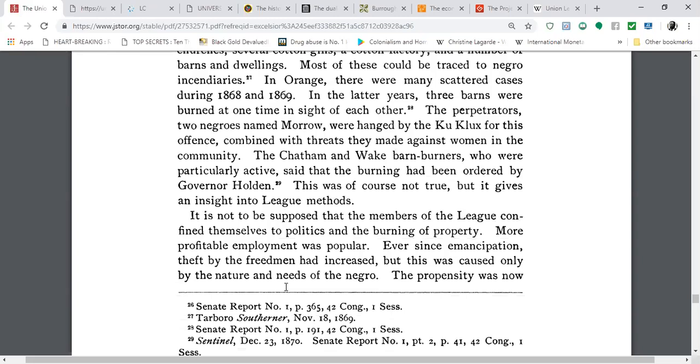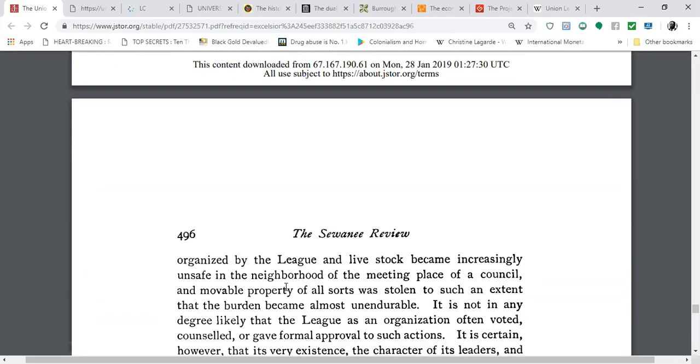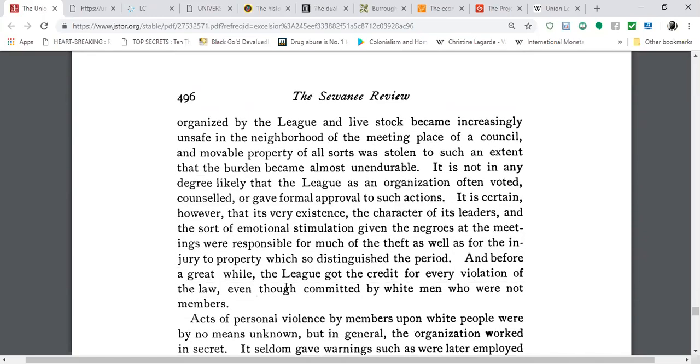It was not to be supposed that the members of the League confined themselves to politics and the burning of property. More profitable employment was popular. Ever since emancipation, theft by the freedmen had increased, but this was caused only by the nature and the need of the Negro. The practice was now organized by the League, and livestock became increasingly unsafe in the neighborhood of the meeting place of a council, and movable property of all sorts was stolen to such an extent that the burden became almost unendurable.